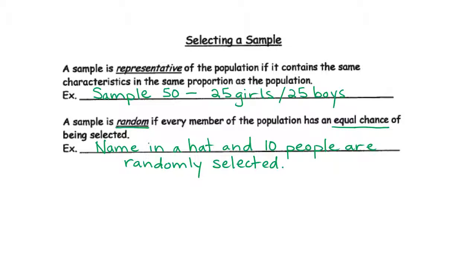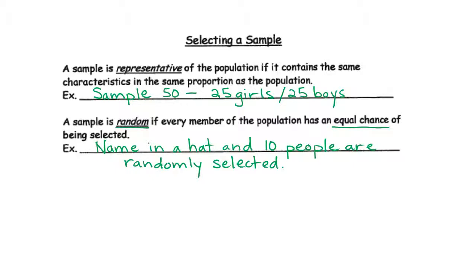So a sample is a representative of the population if it contains the same characteristics in the same proportion as the population. So remember we said, let's say if we know that TL Kennedy has half boys and half girls, and we have a sample, let's say we take a sample of 50 people, then we would decide that 25 were girls and 25 were boys. So that would be representative of TL Kennedy, not having more or less of one or another.